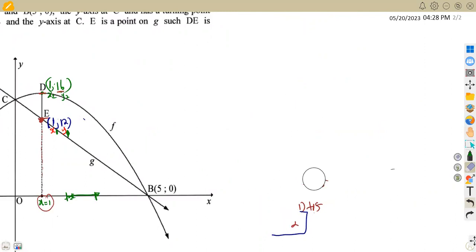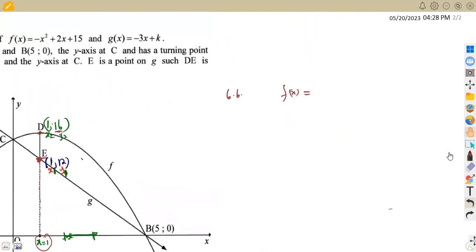Okay, remember that before we were given our f(x), so this is 6.6. Before, we were given our f(x), so we're going to work from there. Our f(x), we are given before this as negative x squared plus 2x plus 15.